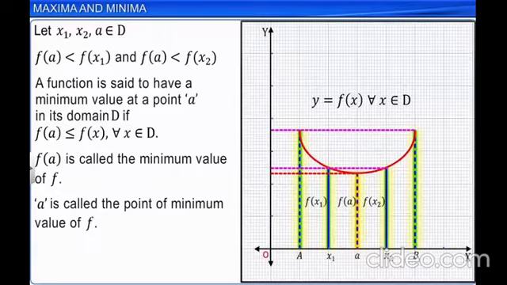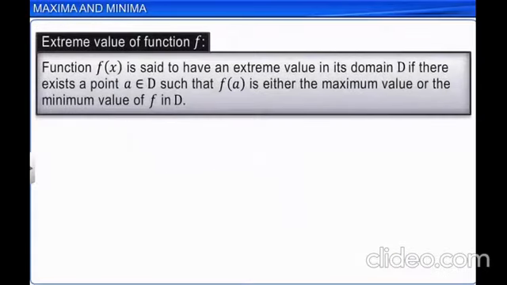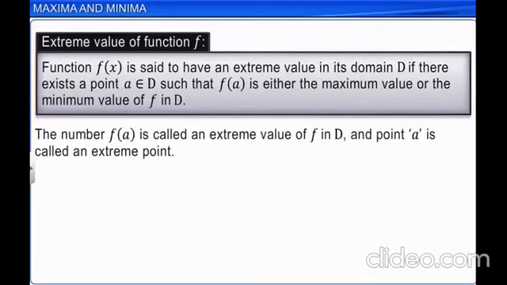If a function f has either the maximum value or the minimum value at a point A in its domain, then f is said to have an extreme value at that point. In such cases, the number f(A) is called an extreme value of f in D, and point A is called an extreme point.